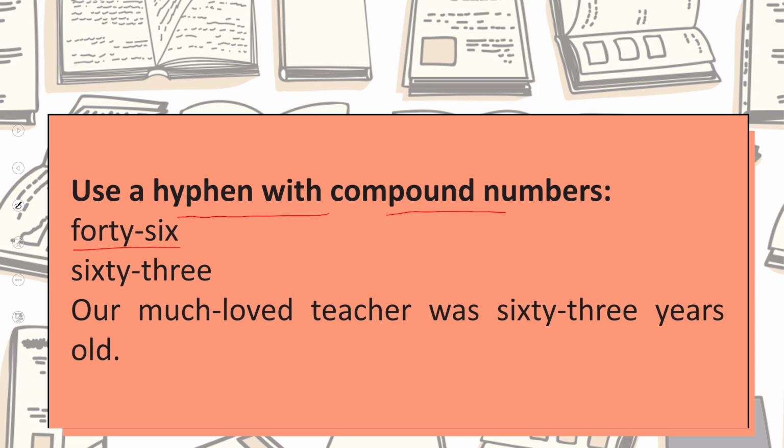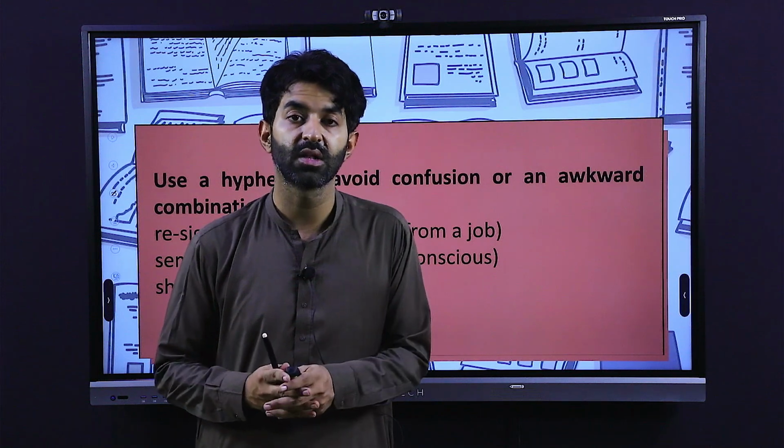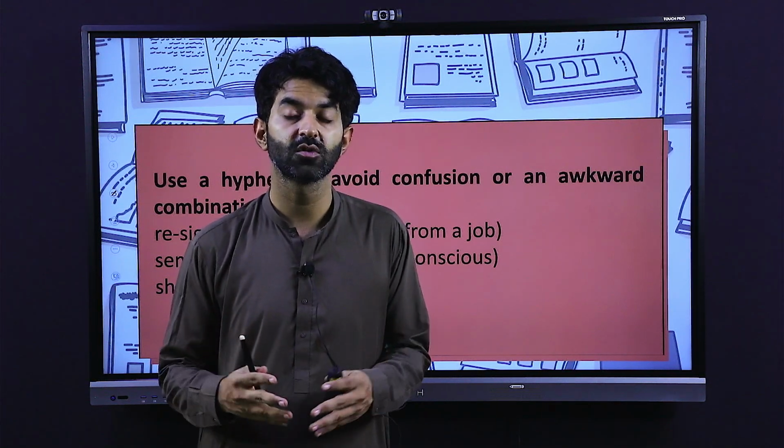Now, we also use a hyphen with compound numbers. For example, 46, 63. Our much-loved teacher was 63 years old. Now, much-loved is our adjective. What are we talking about? Our teacher. And here you can see compound numbers, two numbers joined together, and we join them with our hyphen. So in the same sentence, you can see a compound adjective and a compound number. All of these things that we are learning in this lesson are hyphenation conventions.